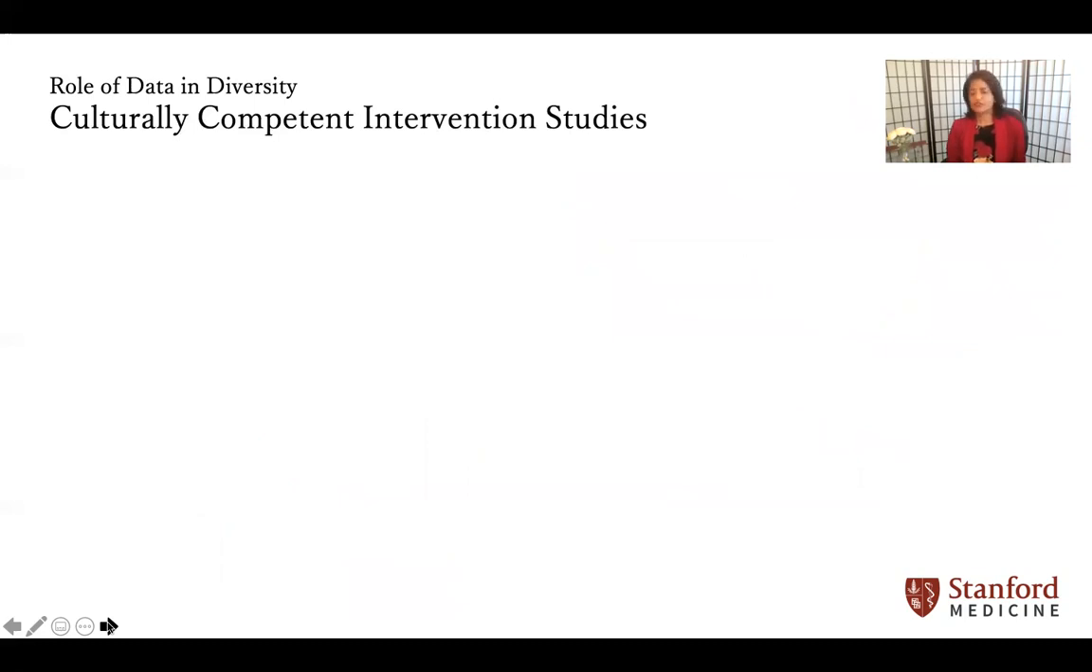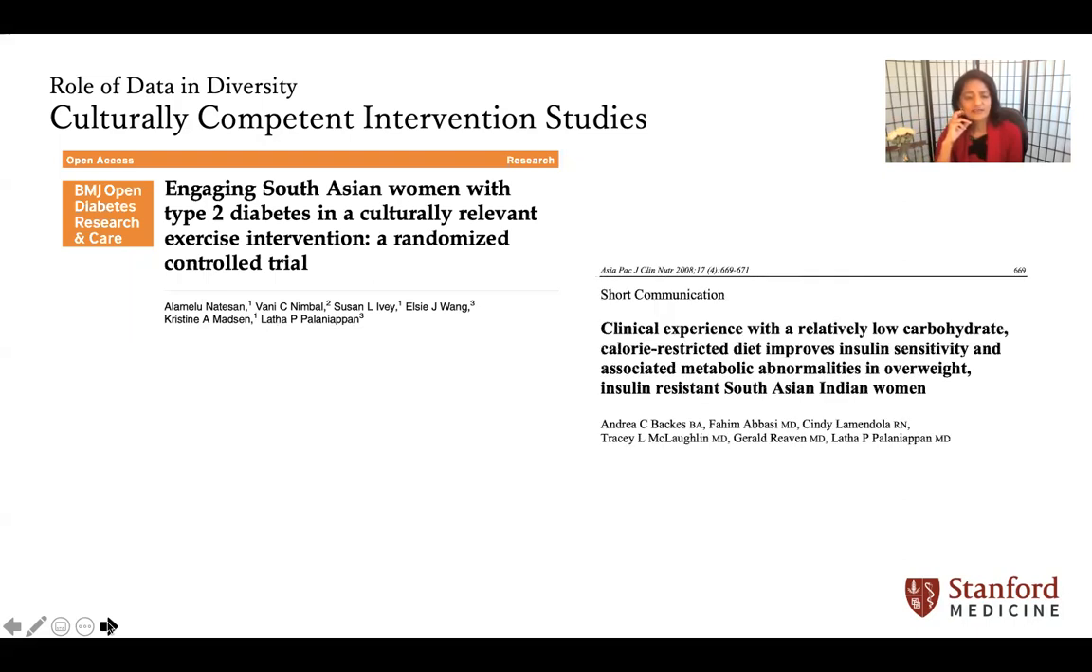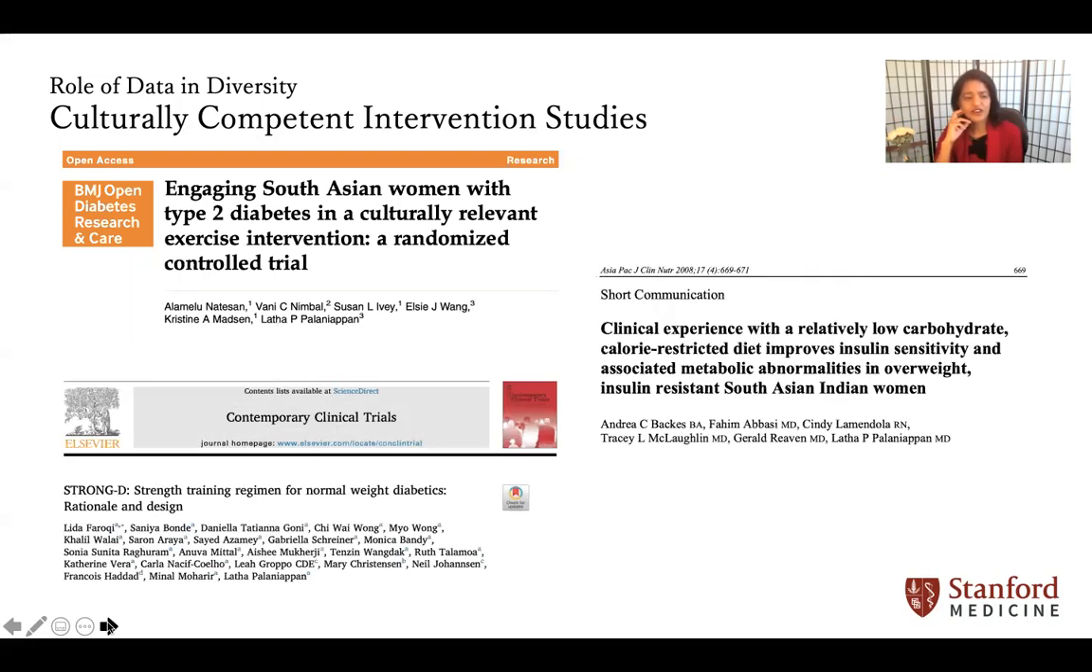I want to just give some examples of culturally competent intervention studies that we've done for South Asians in particular. So we've looked at diet interventions and exercise interventions, including strength training, particularly for people with normal weight diabetes, because they tend to have relative sarcopenia, and 80% of the insulin-mediated glucose uptake in the body is through muscle. So trying to increase muscle as opposed to focusing specifically on excess adiposity in thin diabetics.